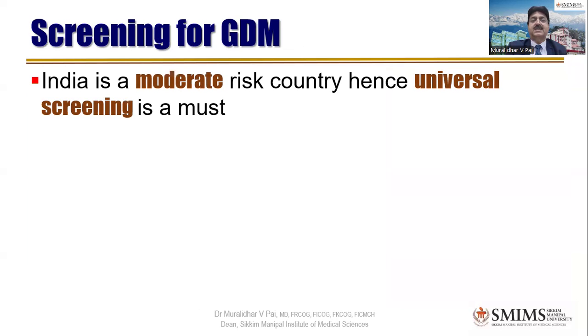This question was asked once in DAB. Why do you have to go for universal screening? The answer is simple: moderate risk country. If it is low risk, no need of screening. If it is high risk, straight away diagnostic test. Only in moderate risk countries do you go for universal screening.